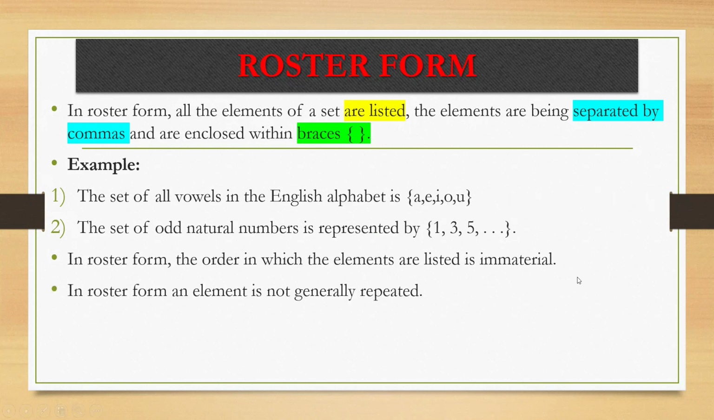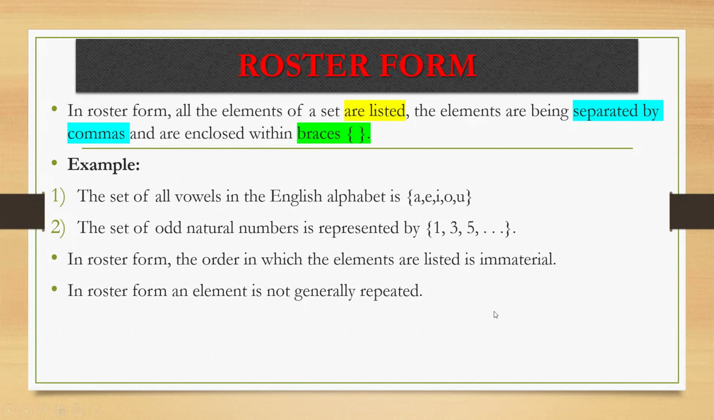Clear? Fine. The second point to be noted is that in roster form, an element is not generally repeated. We never repeat an element. For example, in the set of vowels in the English alphabet, if we write A, E, I, O, U and then write an element two times, it is not valid in roster form. In roster form, one element will be written only one time.